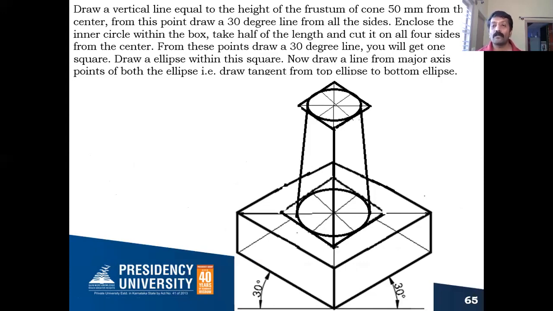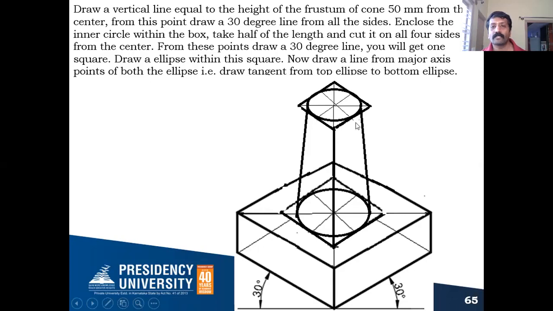You take isometric 50 millimeter. You take isometric 50 millimeter from this center. You will get here somewhere. Okay. So from this point, after marking the height of the frustum of a cone, from this particular point, you draw 30-degree line on all the 4 sides. This is 30-degree line. Okay.